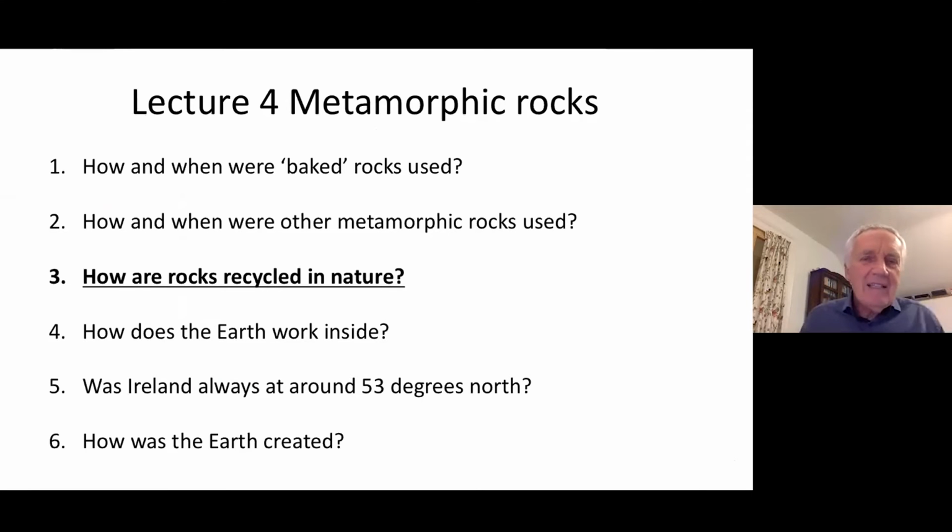Okay, then, let's leave rocks behind for a minute, well, not leave them behind, but look at them from a different angle and ask the question of how rocks are recycled in nature.